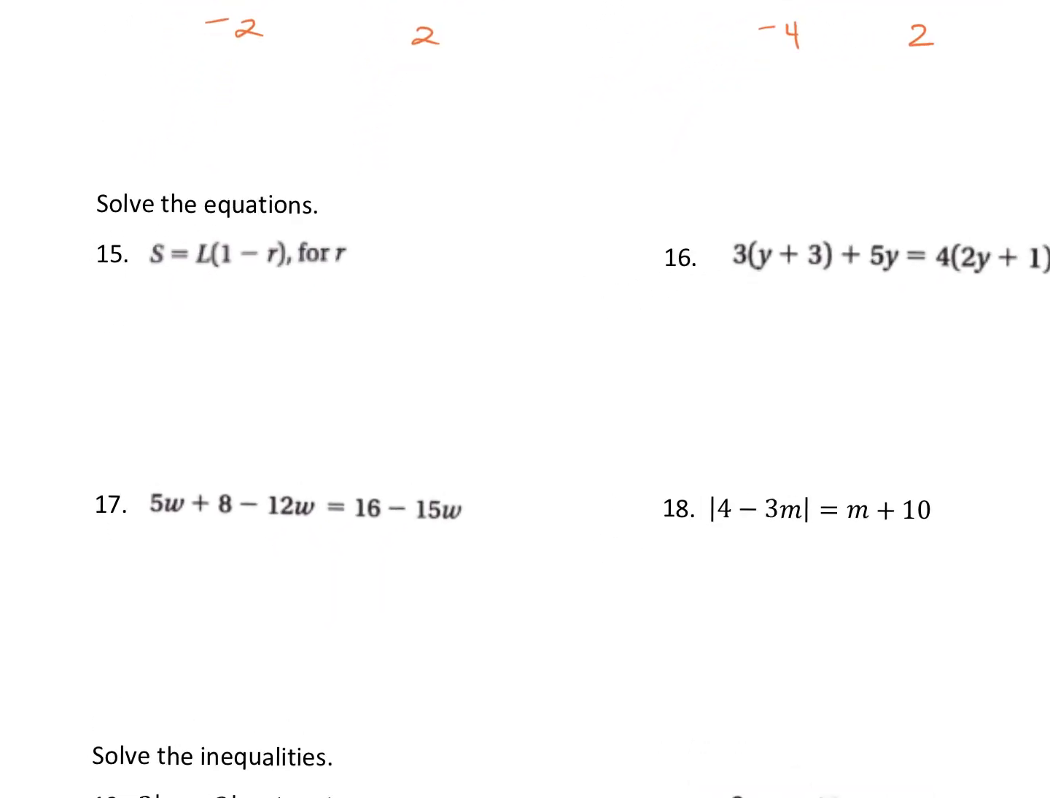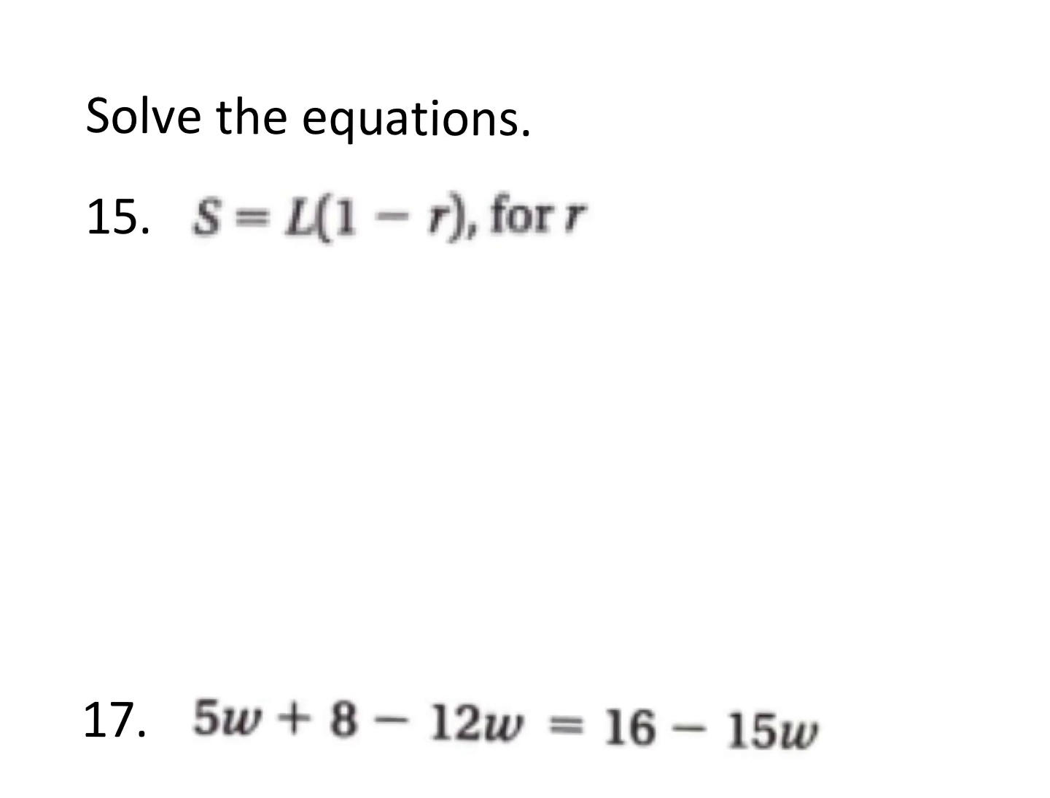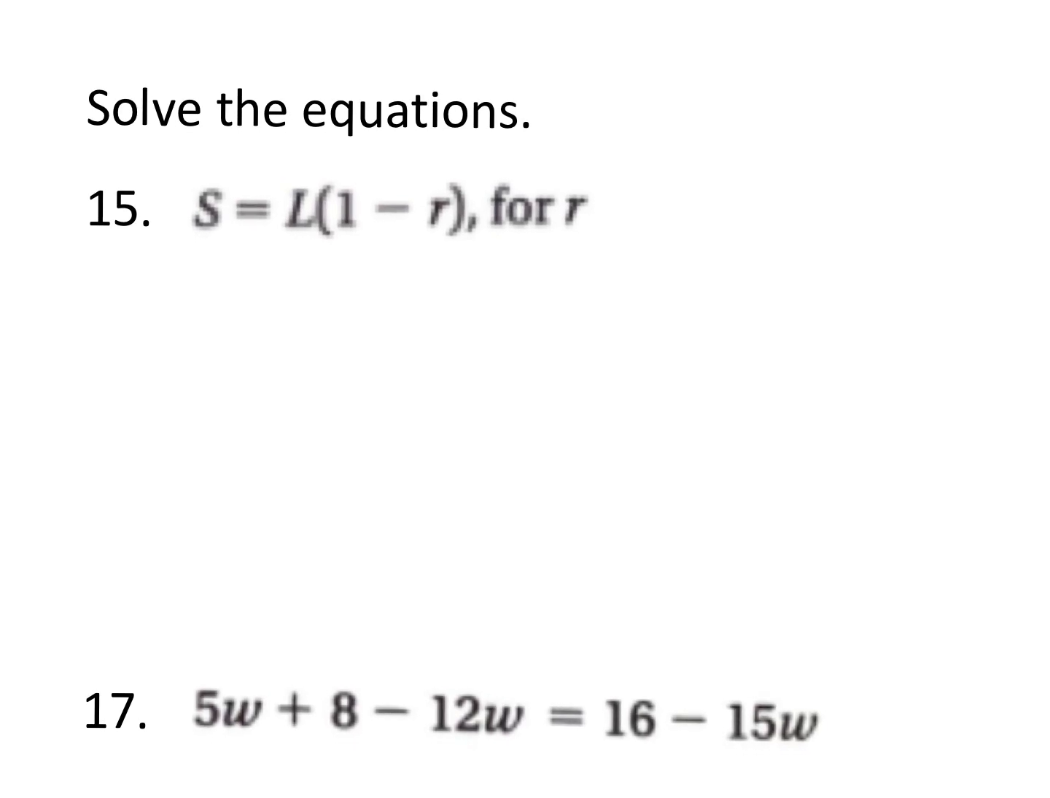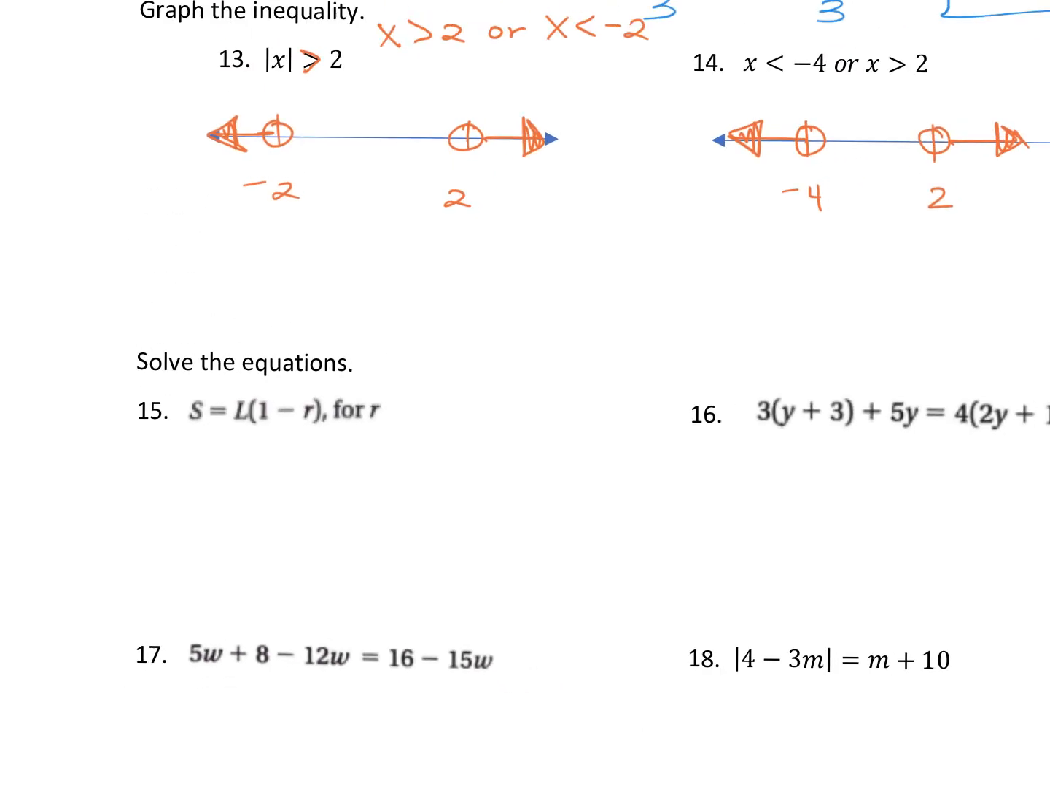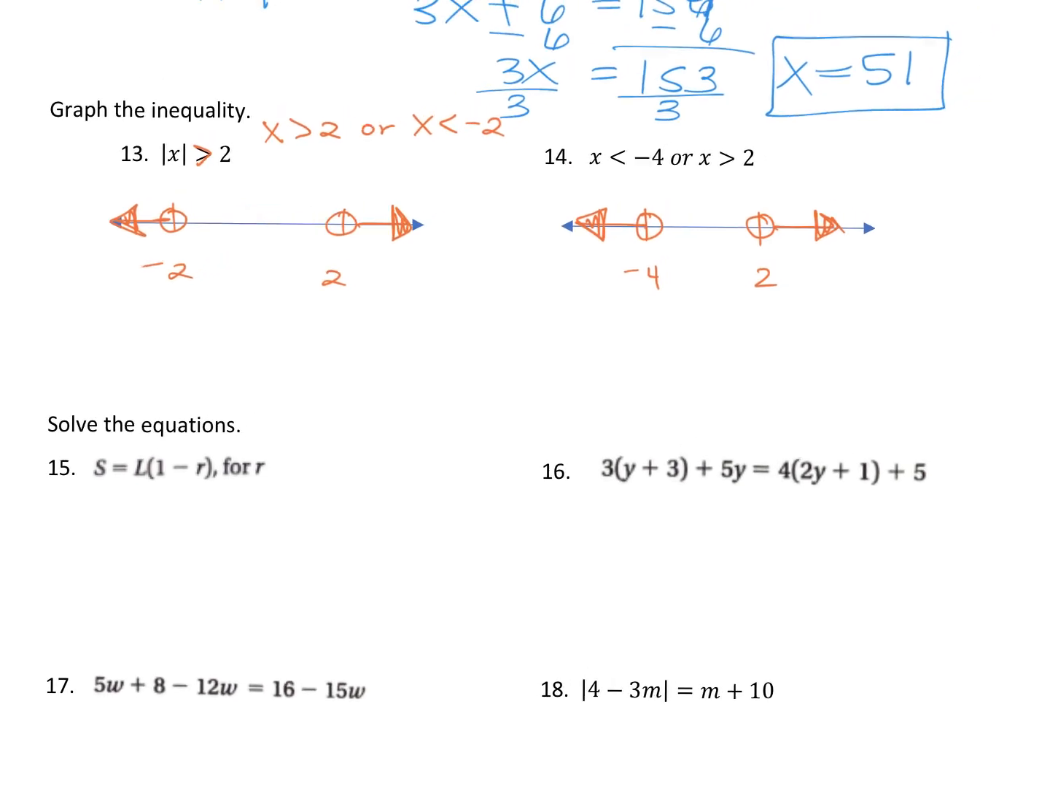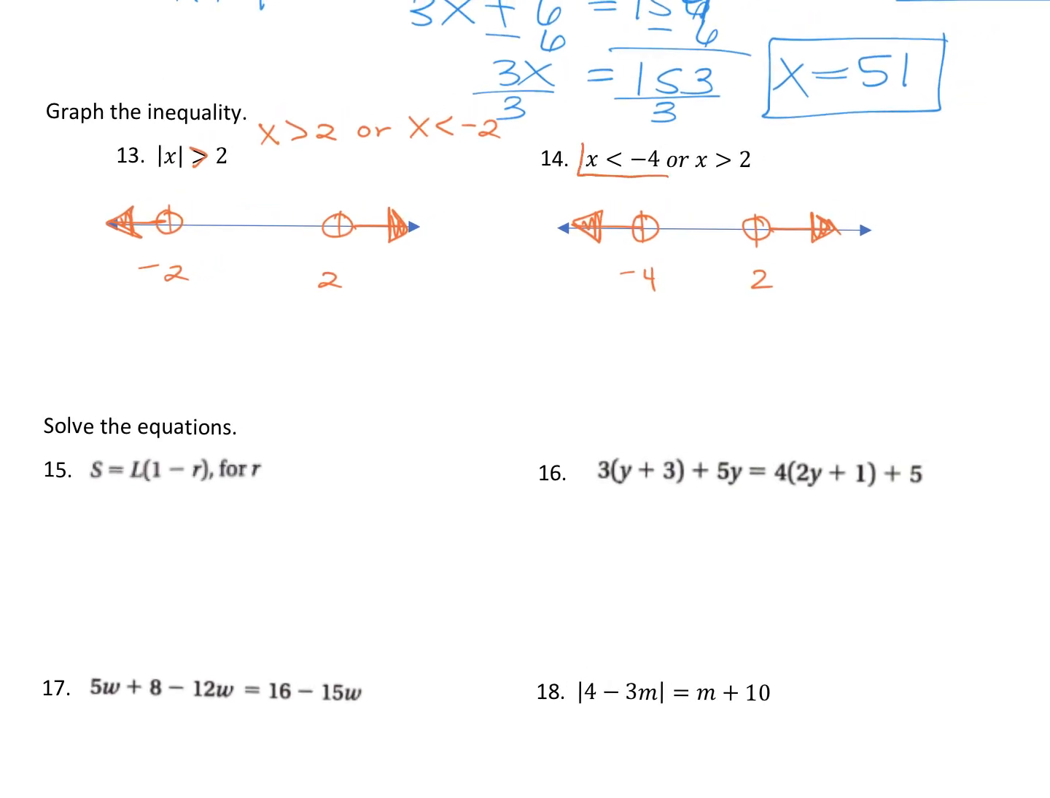Okay, I want you to try 15 on your own. Solve for R. What do you get? On 14, they didn't switch because they were just given to us like this, right? X is less than negative 4, so you just graph X is less than negative 4. There's no absolute value, so you don't rewrite it.